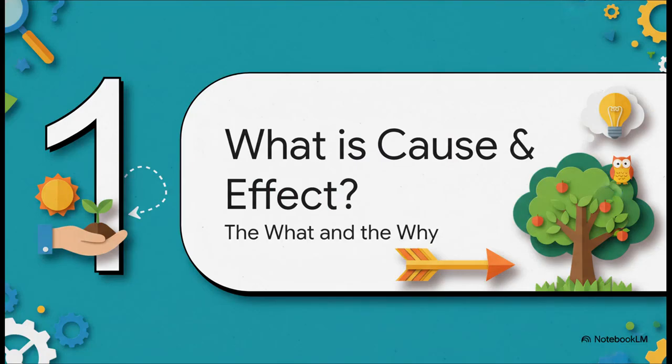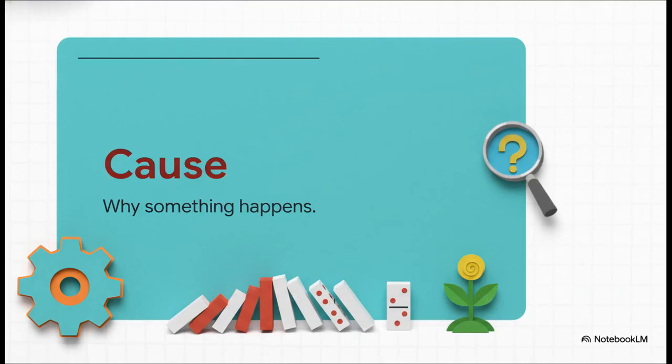Okay, so first things first, let's break this whole thing down into two simple pieces. You can think of it like we're learning a secret code, a code that explains how, well, basically every story and every event really works. All right, first up is the cause. This is the starting domino. It's the reason something happens, the action that gets the ball rolling.